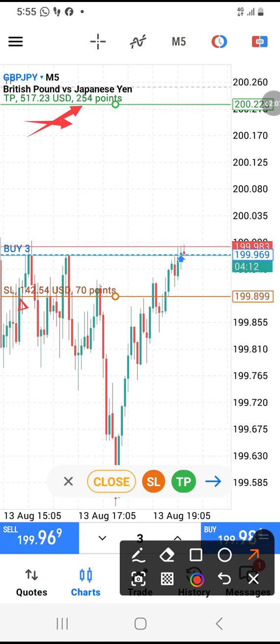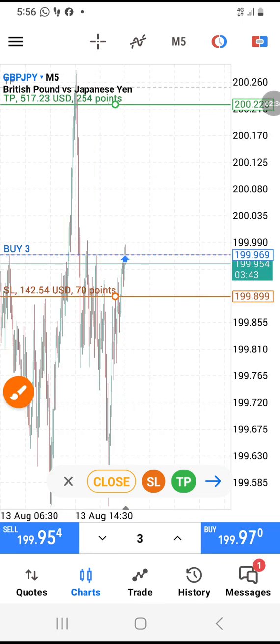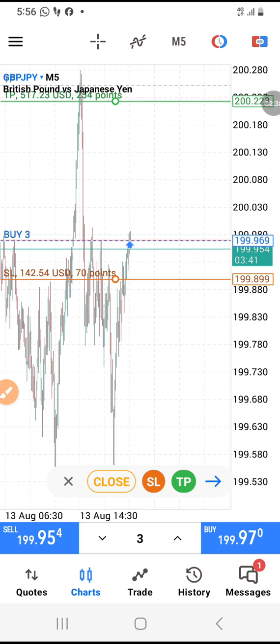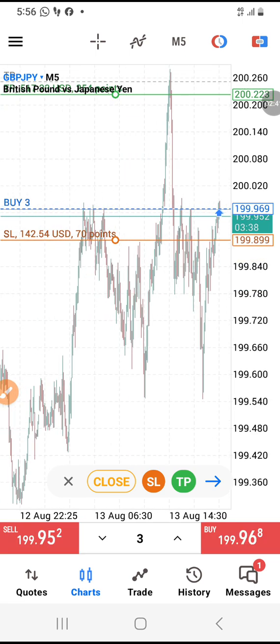So this is how you know how to always use this whenever you are trading. If you don't put it, then you don't know the amount you're about to gain and the amount you're about to lose in any trade. It is very, very important. So you shouldn't panic. You know you stand to lose $142 if this trade goes against you, and if it goes in your favor, you'll gain $517.